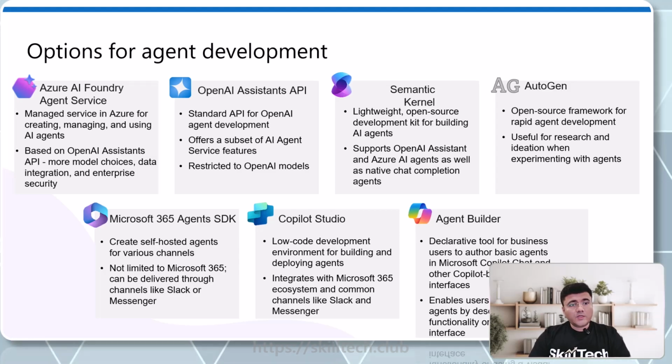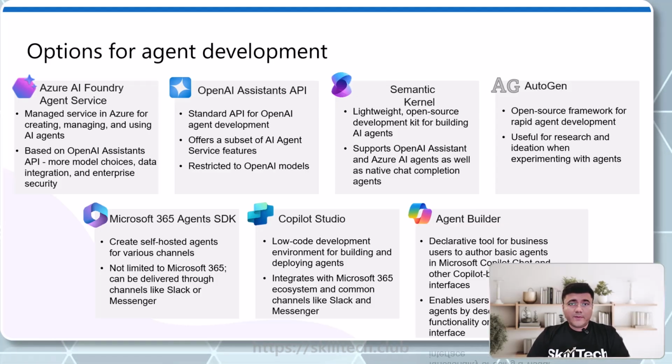For example, if I start with the Azure AI Foundry service, or basically the Azure AI Agent Service, it is the service that helps you manage your multiple AI agents under one umbrella. It helps you create, manage and use AI agents, and it is based on the OpenAI Assistant API. If you want more model choices, data integrations and enterprise security, all of these are available in one single place, and that is the Azure AI Foundry Agent Service. We are going to see this service practically in the next video. Then we have the second option, which is the OpenAI Assistants API.